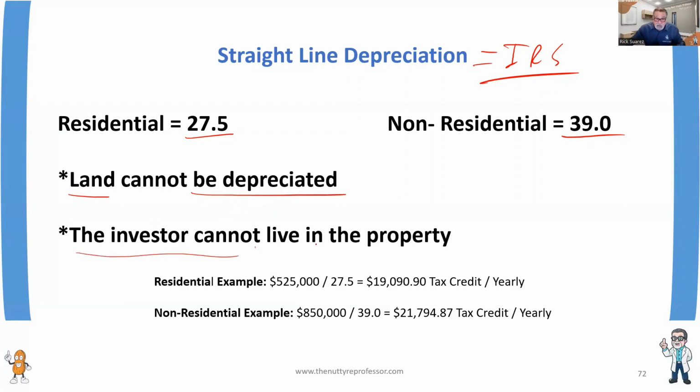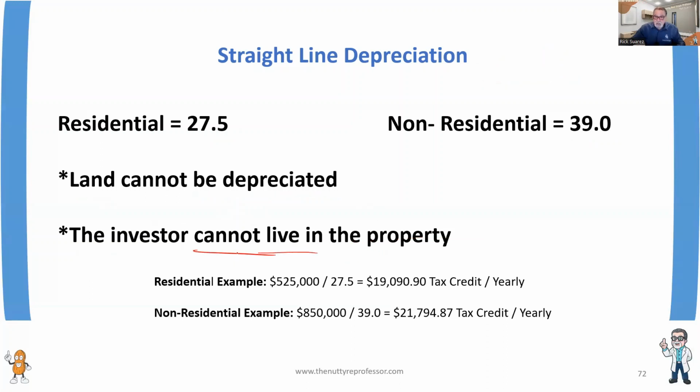And the investor cannot live in the property. You just can't live there. If you have a 20-unit apartment complex and you say, well, I'm going to live in one of the units and rent out the rest and I'll manage it and I'm going to take advantage of straight line depreciation, you can't do that. You cannot live in the property. As long as it's an investment property and you don't live there, you can take advantage of straight line depreciation.